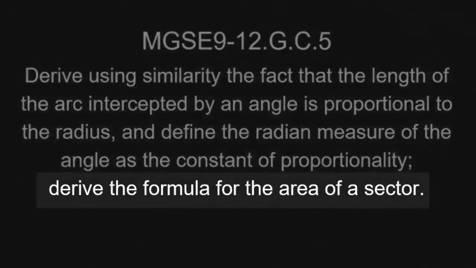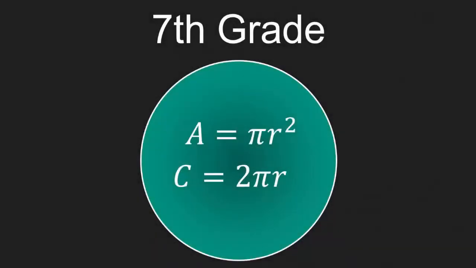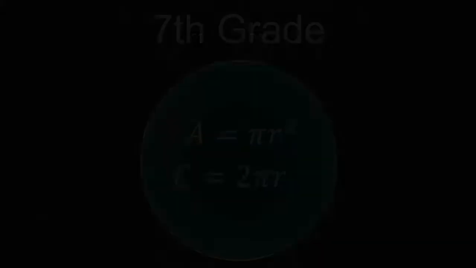The second part of the standard, Derive the formula for the area of a sector, will be discussed in video MGSE 9 through 12 G.C.5 Part 2. 7th grade was the last time that students officially investigated the area of circles, where they used the area formula, and they also focused on circumference of a circle using the formula circumference is 2 pi r.